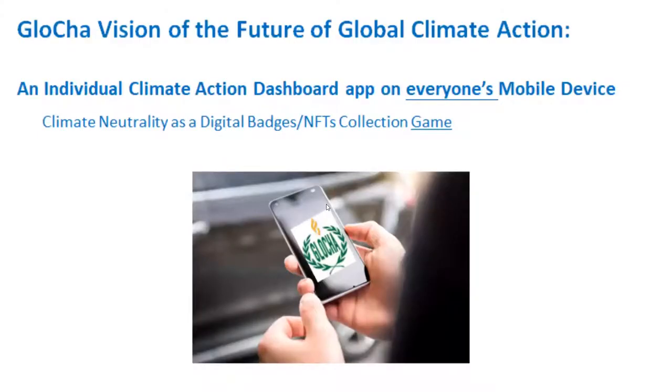And the vision that we have is that climate action, with this non-fungible tokens concept and technological basis, will come on everyone's mobile devices, and that people will take action and collect recognitions and certificates of accomplished climate action as a digital badges NFTs collection game.